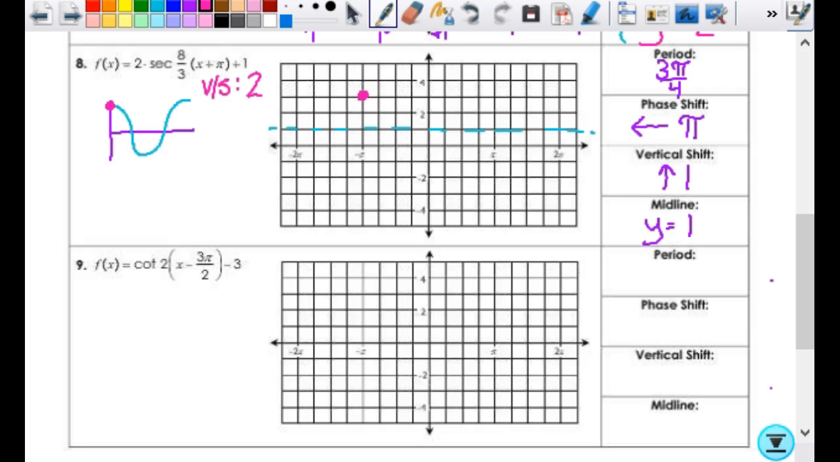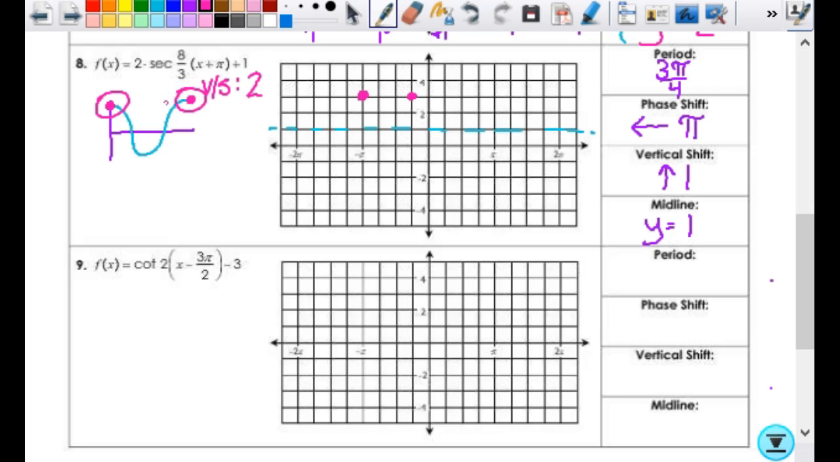Everybody get with that point? Then I need the end of the period. The period is 3 pi fourths. So from this point, or I could go from 3 pi fourths, it doesn't matter. From this point, I'm going to go to the right, 1, 2, 3 pi fourths, and make a point. So now I have these two taken care of.